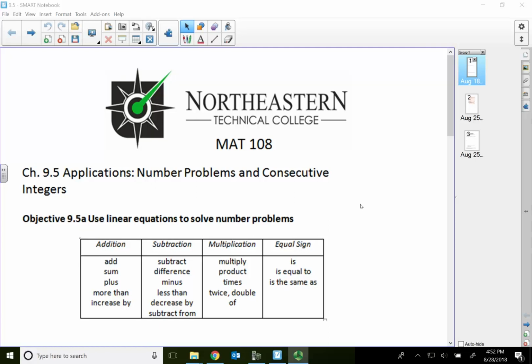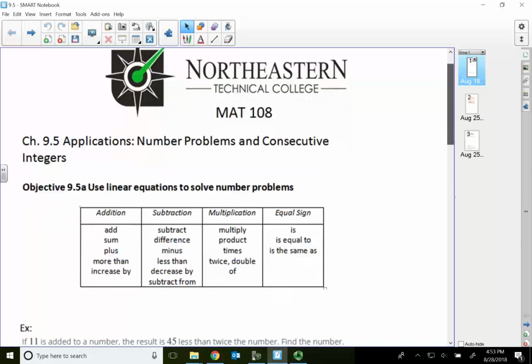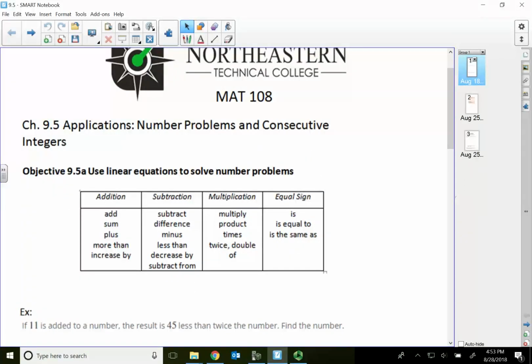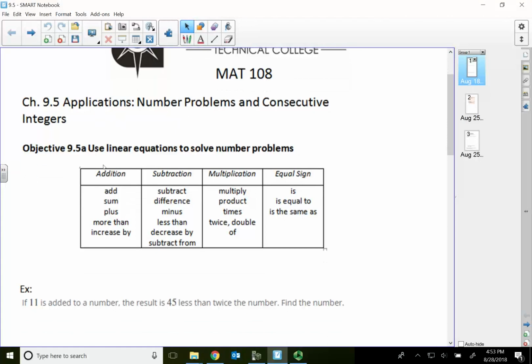Welcome to your Accelerated Math 108, Module 9.5. In this lecture video, we're going to talk about applications of algebra word problems, where we're going to be dealing with number problems and something called consecutive integers. So, in this particular video, I want to use linear equations to solve number problems.